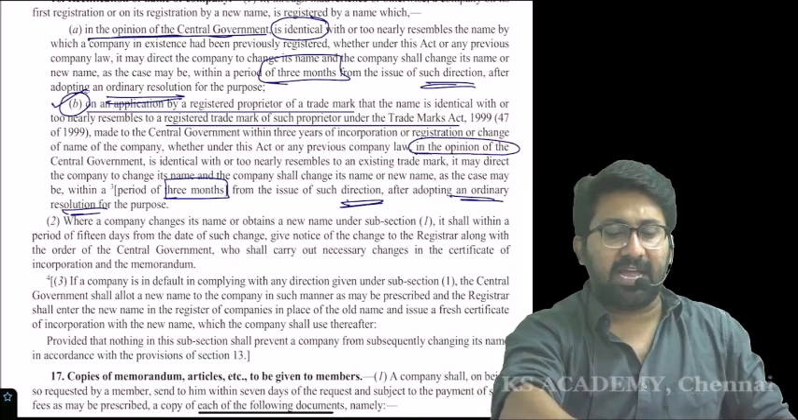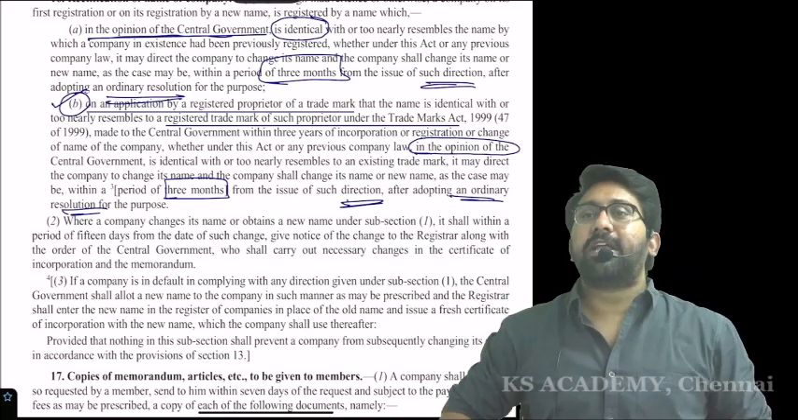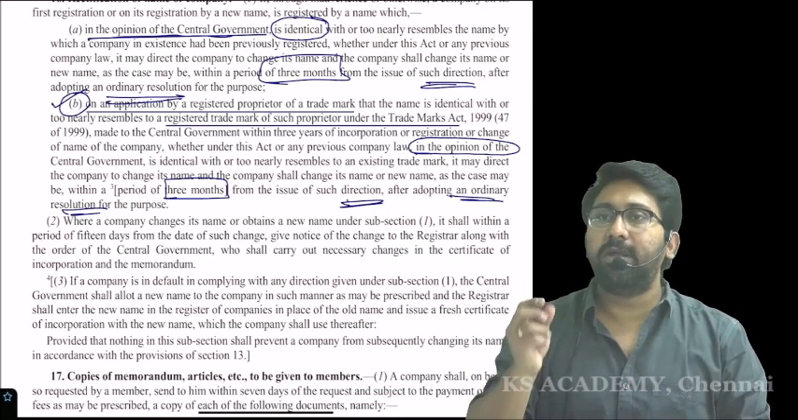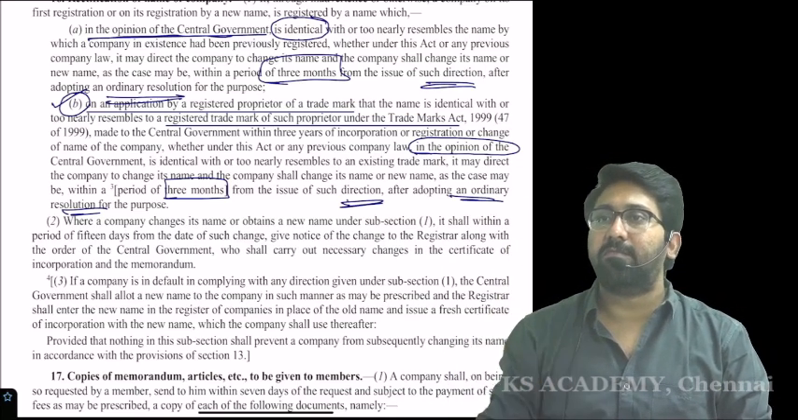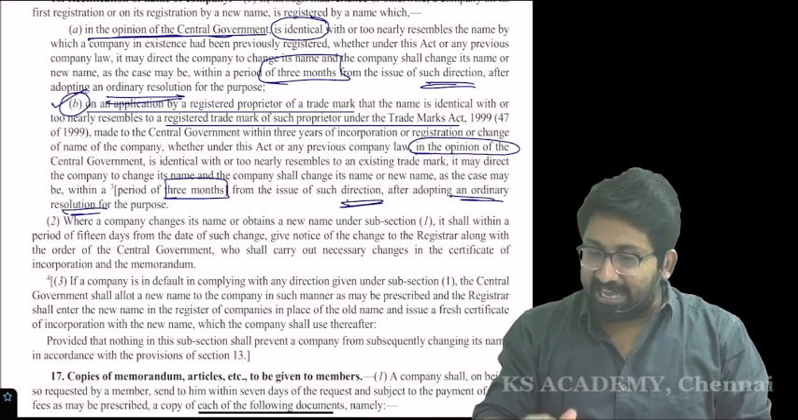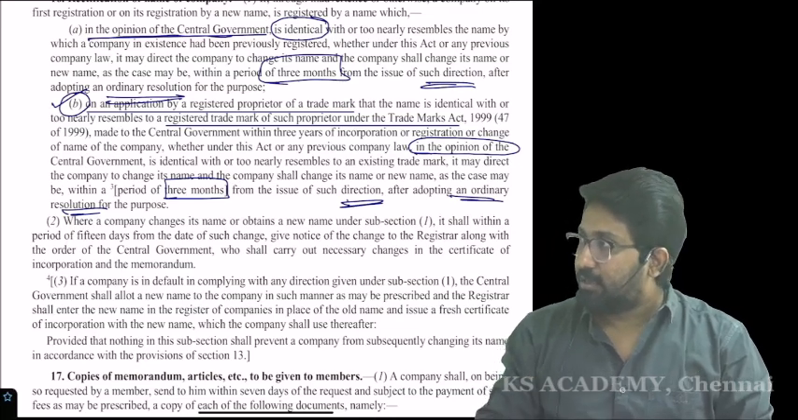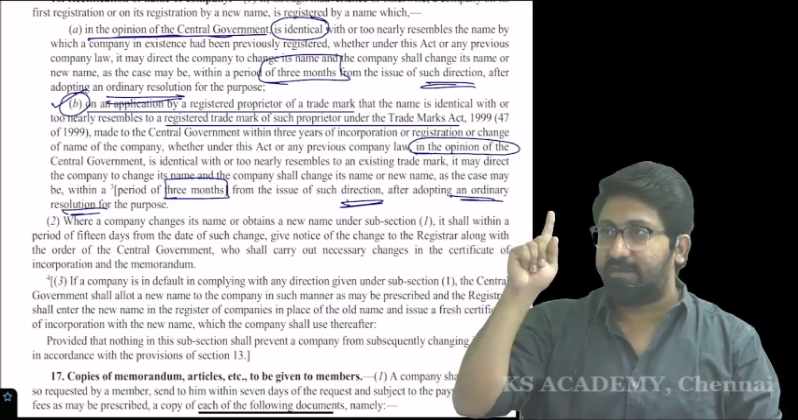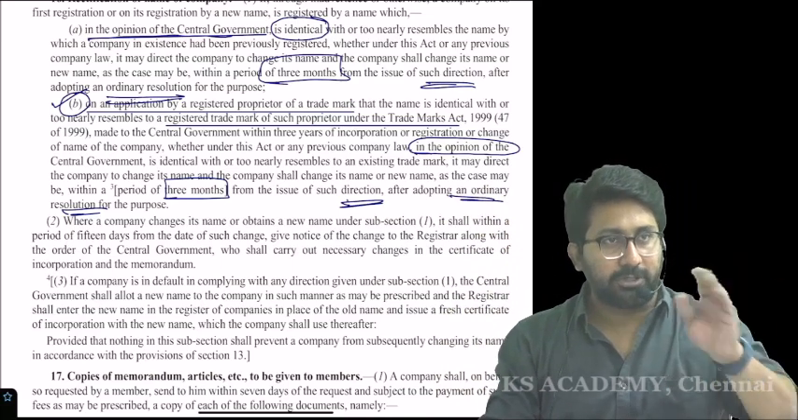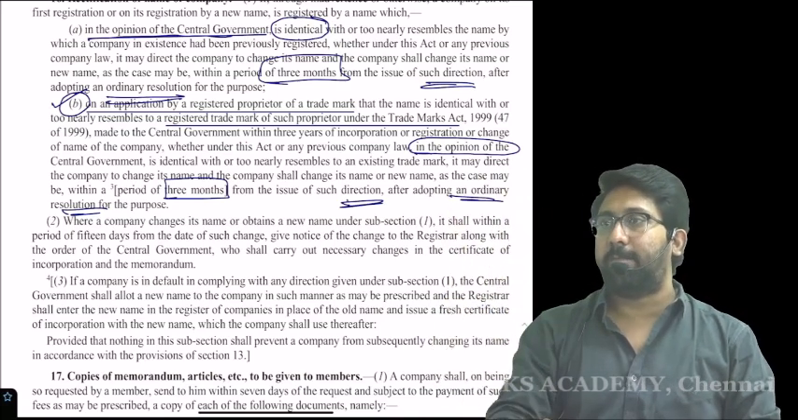So now, last question for you. How many types of application for name will come? How many types of reservation will come? 2 types. This I repeated at least 25 times in today's class. There are 2 types of reservations. Number 1, applying for the name of a proposed company. Number 2, applying for the new name of an existing company.